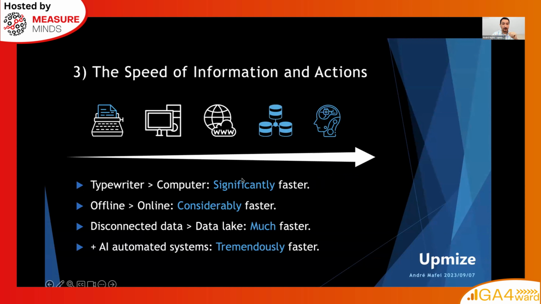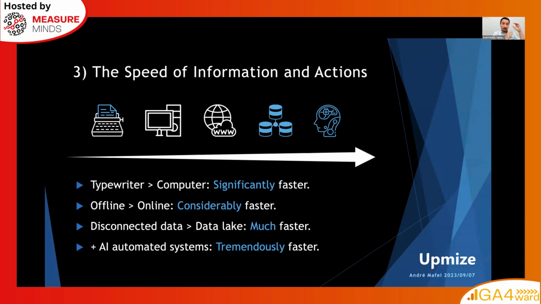And there's a third factor: the speed of information. The changes in technology in the last decades made the speed of information and actions increase tremendously. So we went from typewriters to computers, offline computers to online computers, then disconnected data. Nowadays, we still have many disconnected data sources. We join them manually, usually.